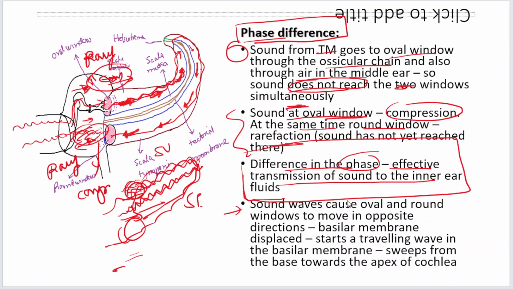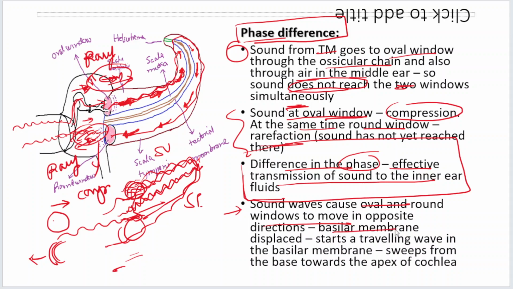This causes the sound waves. Sound waves cause the oval and round windows to move in opposite directions. That is what we mean: when the oval window is moving inwards, the round window will be going outwards. So they are moving in opposite directions. This causes the establishment of a traveling wave in the basilar membrane.